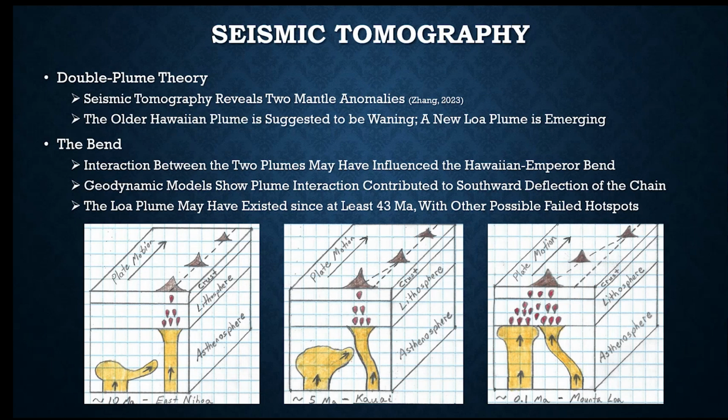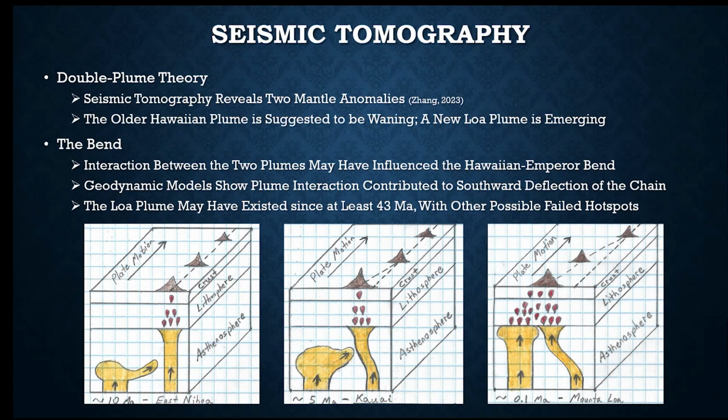This double plume model emphasizes that the lower mantle is not static. It is highly dynamic and reorganizing, affecting hotspot formation and plate-plume interactions. Overall, this model provides a more complex and realistic view of how mantle plumes behave over geologic time and could explain similar bends or anomalies in other hotspot tracks worldwide.